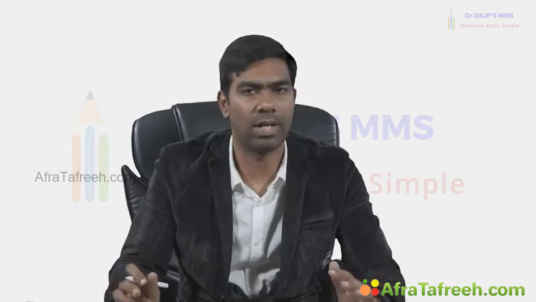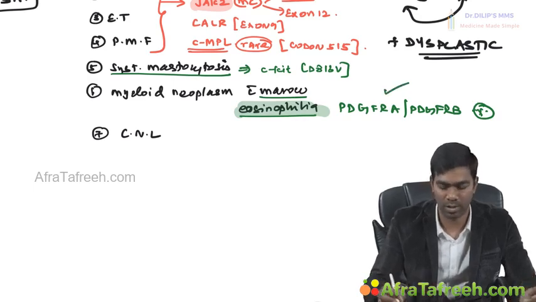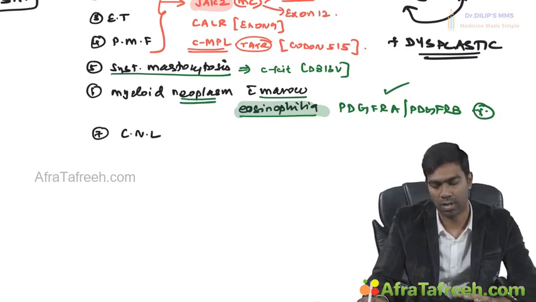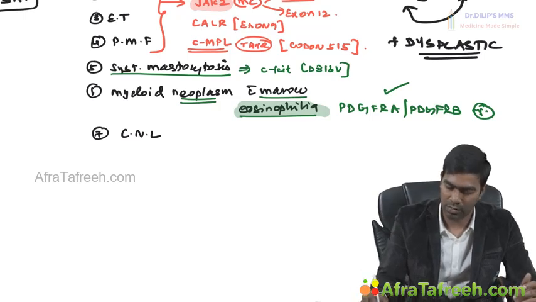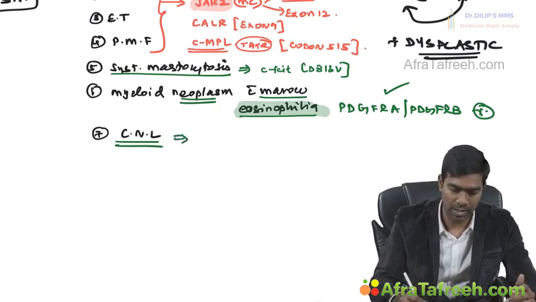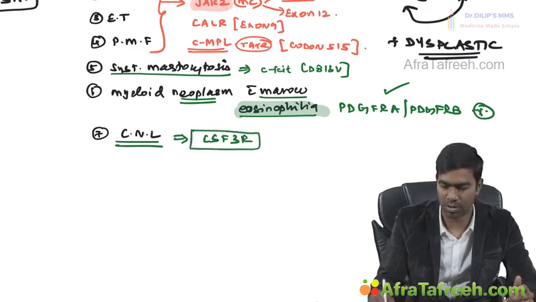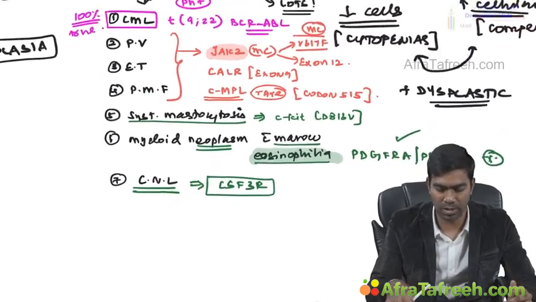You have also encountered a disease called hypereosinophilic syndrome, where there is idiopathic eosinophilia for a long time, and that is also due to PDGF receptor mutations. Here the myeloid neoplasm with marrow eosinophilia is also due to PDGF receptor mutation. And chronic neutrophilic leukemia is due to a mutation called CSF3 receptor mutation. Clear? So these are some of the important mutations that you have to know.